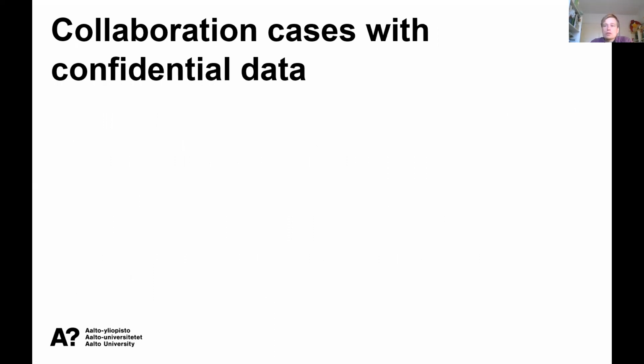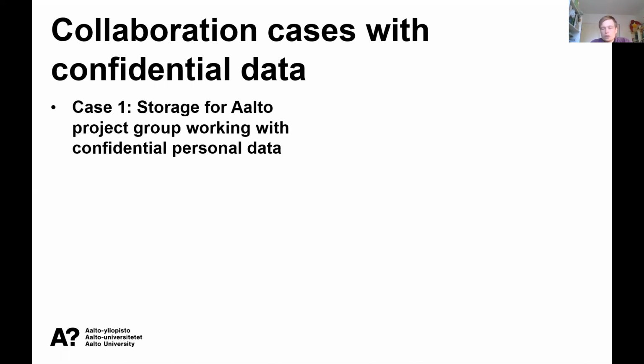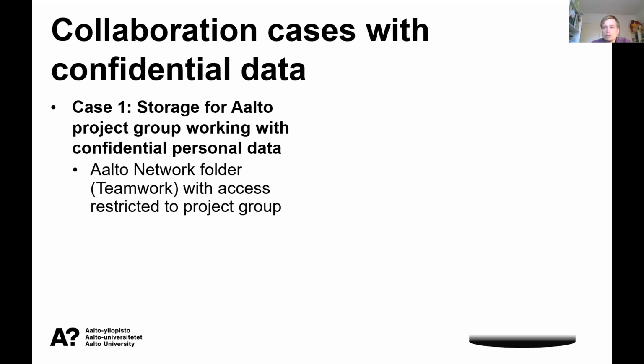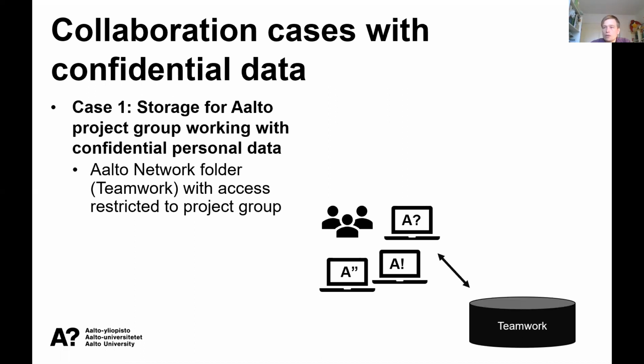Then we could go to some more complicated issues, which would be the question of how to collaborate if you have confidential data. One easy option is to use the Aalto network drive with an Aalto laptop, but that's only Aalto internal. What if you have external partners? So the first one is the easy option. We have this Aalto project group. We set up a network folder restricted to the project group, and everything works fine with the Aalto laptops.